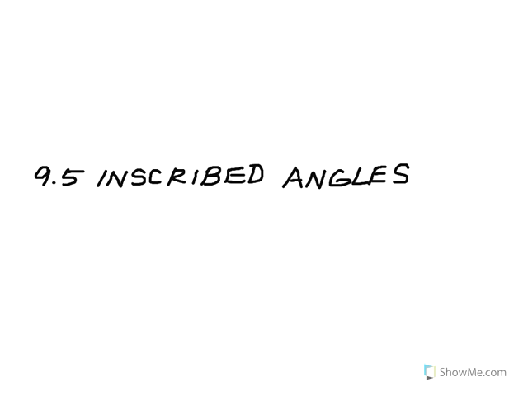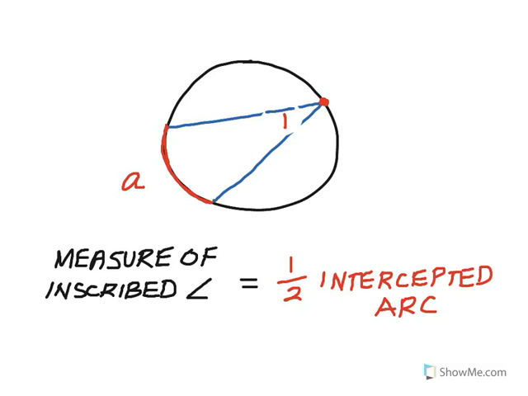Lesson 9.5 is about inscribed angles. Okay, first of all, what is an inscribed angle? An inscribed angle is an angle formed by two chords inside of a circle, and the vertex of the angle is on the circle itself.